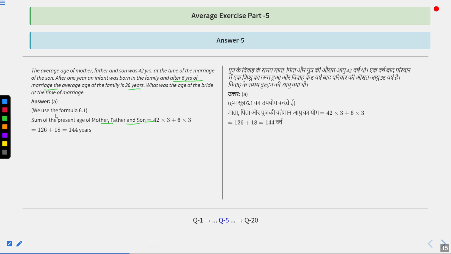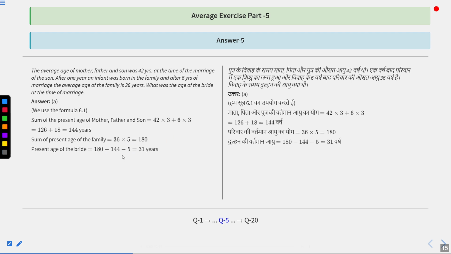So the sum of the present age of mother, father and son will come to 42 into 3 plus 6 into 3, we can say that. So the total becomes 144. Now the sum of the present age of the family, which now has a total of 5 members and an average of 36, we multiply it and get 180. So what is the age of the bride? It will be 180 minus 144 minus 5, which equals 31 years.